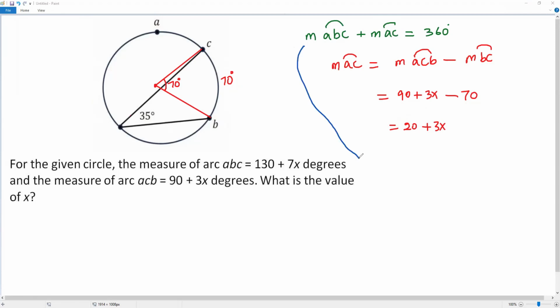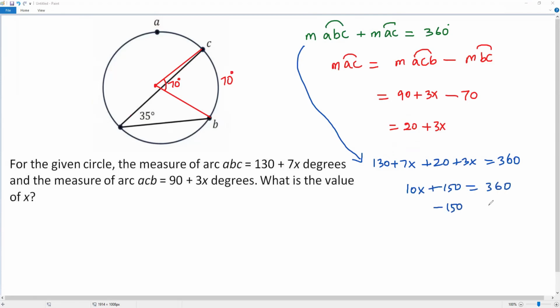Now let me take this equation. For the measure of arc ABC we have the value 130 + 7x. Let me plug in. And for the measure of arc AC, just now we got 20 + 3x. Let's plug in 20 + 3x. On the right side, we have 360. Now let's combine the like terms. When I combine 7x and 3x, I'm getting 10x. When I combine these two values, I'm getting 150. On the right side, we have 360.